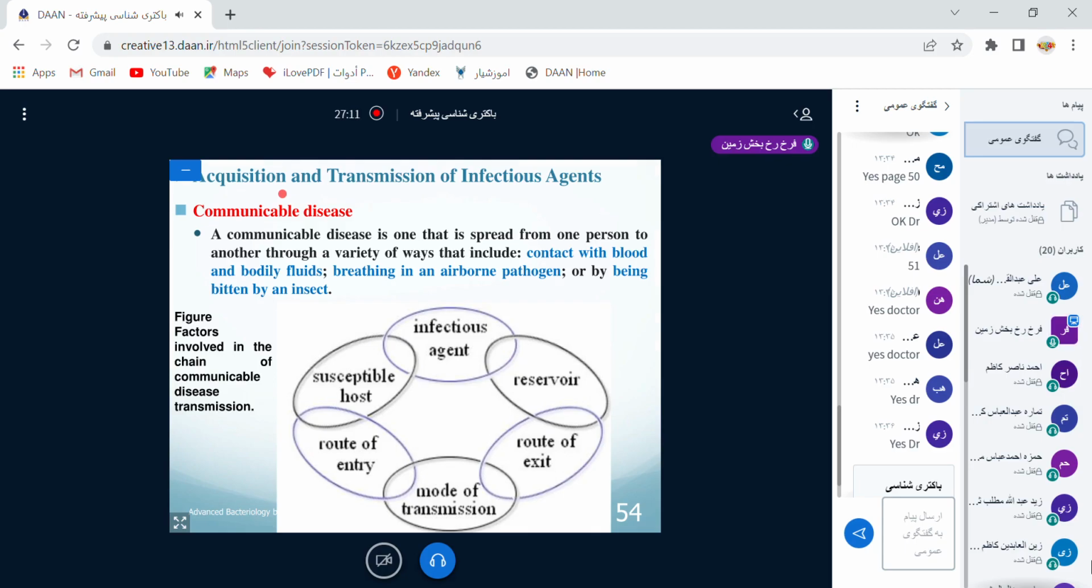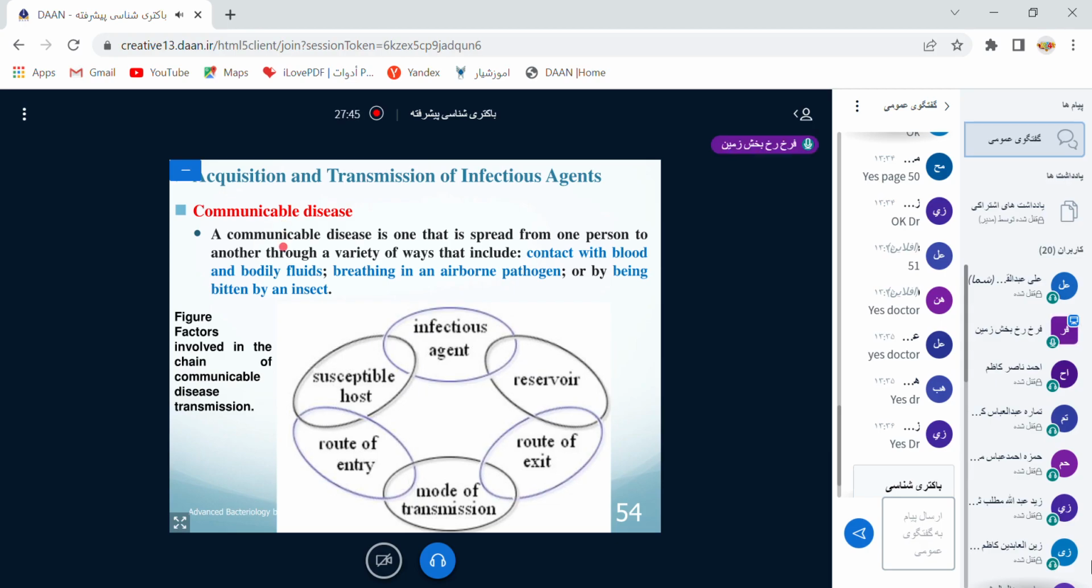Acquisition and transmission of infectious agents. Some infectious diseases we call communicable diseases. Communicable disease.